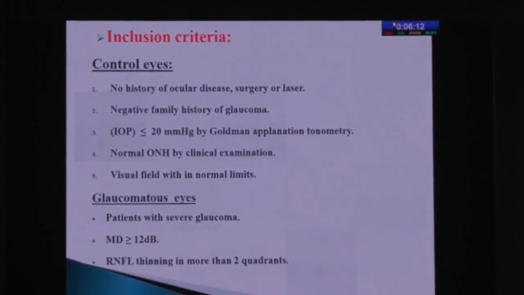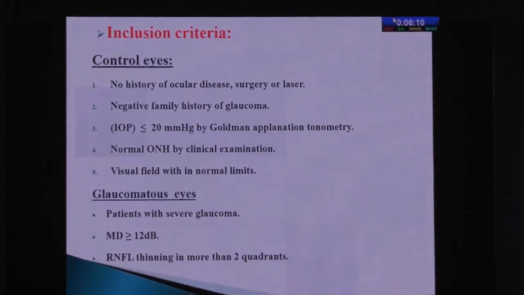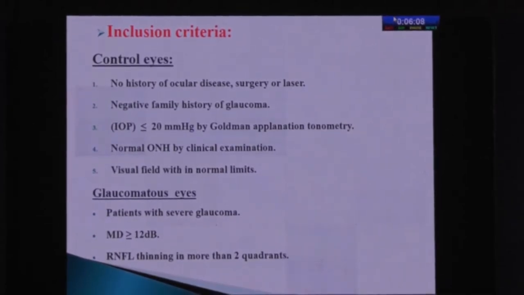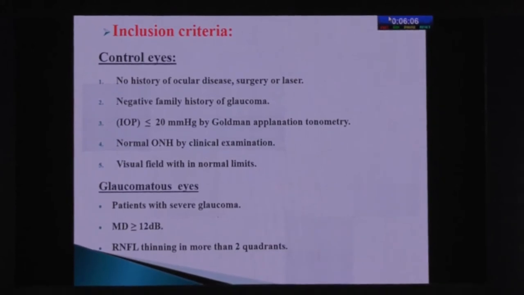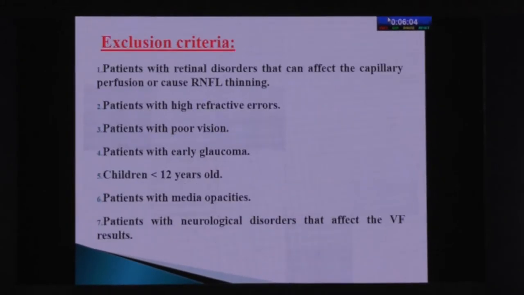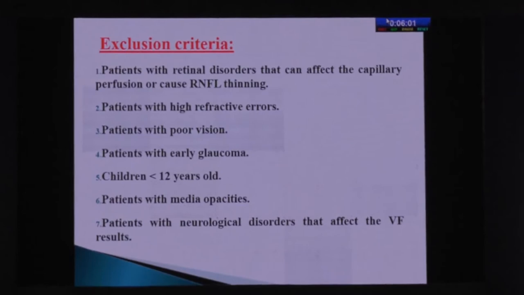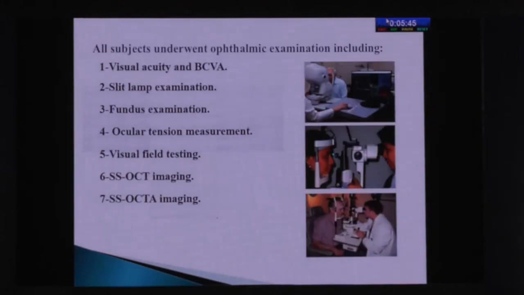Glaucomatous eyes: patients with severe glaucoma with mean deviation more than 40 decibels, and retinal nerve fiber loss involving more than 2 quadrants. Exclusion criteria: patients with high refractive errors, patients with poor vision, patients with early glaucoma, children less than 12 years old, patients with media opacities, and patients with neurological disorders that affect visual field results.